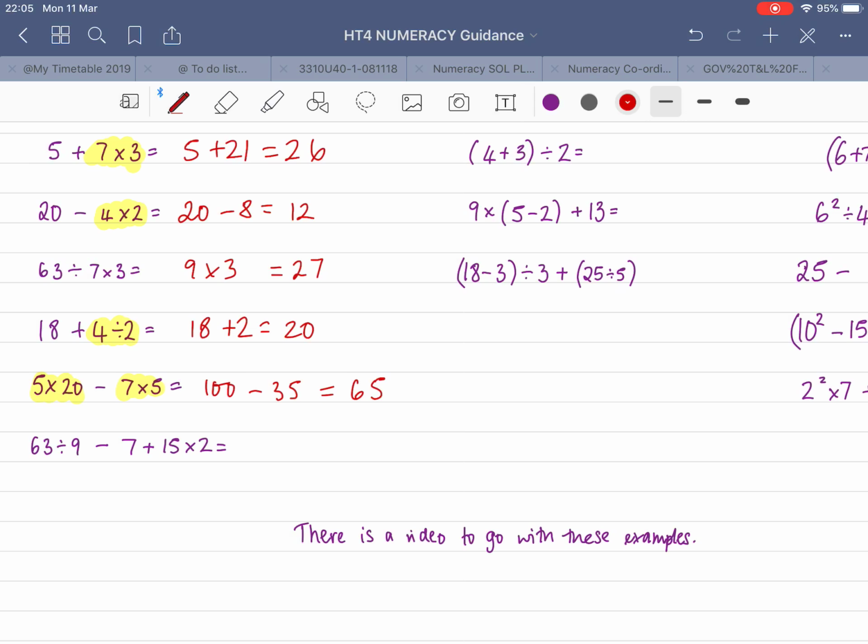And then we have to complete a subtraction, 65. Again, multiplication and division are equally important. So how many 9s in 63? 7. There's the subtract 7. Then there's an addition of 15 times 2, 30. 7 subtract 7 is 0. Plus 30 makes 30. Running through the question from left to right.